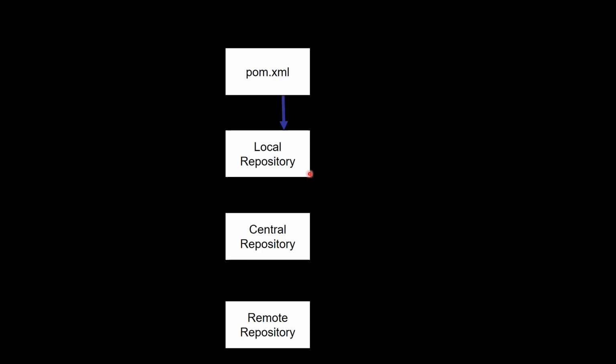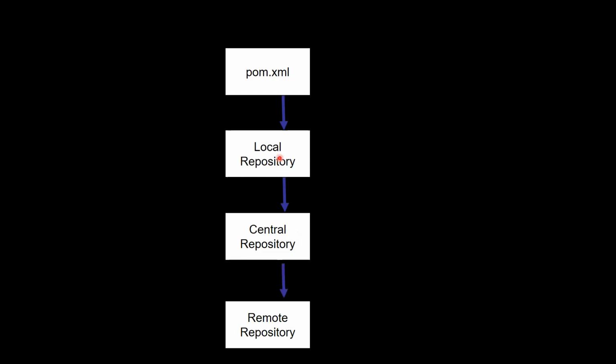If it is available, then from here it will pick and configure it to your project. If it is not available, then it will go to the central repository. In the central repository, it will check whether that particular jar file is available or not. If it is available, then it will pick it. If it is not available, then it will go to the remote repository.